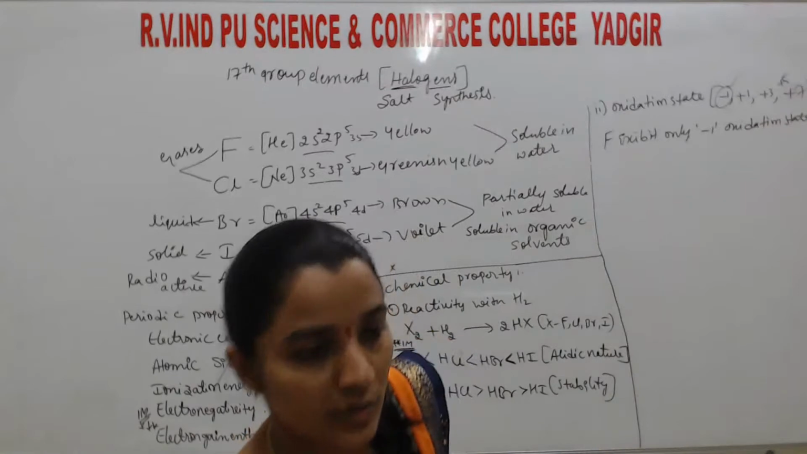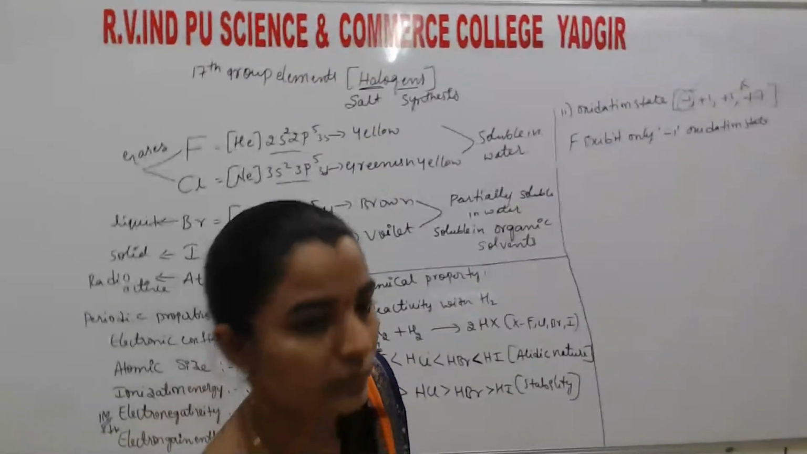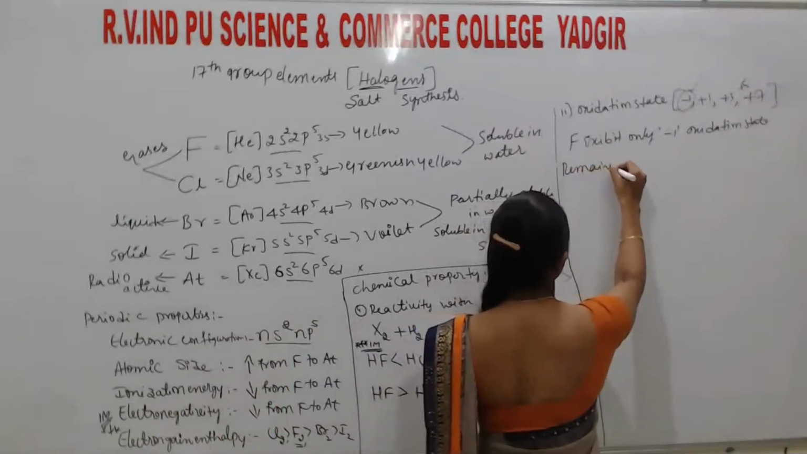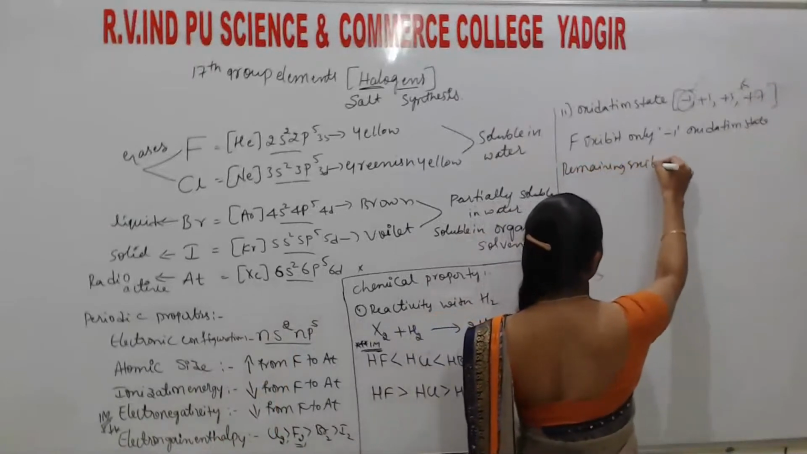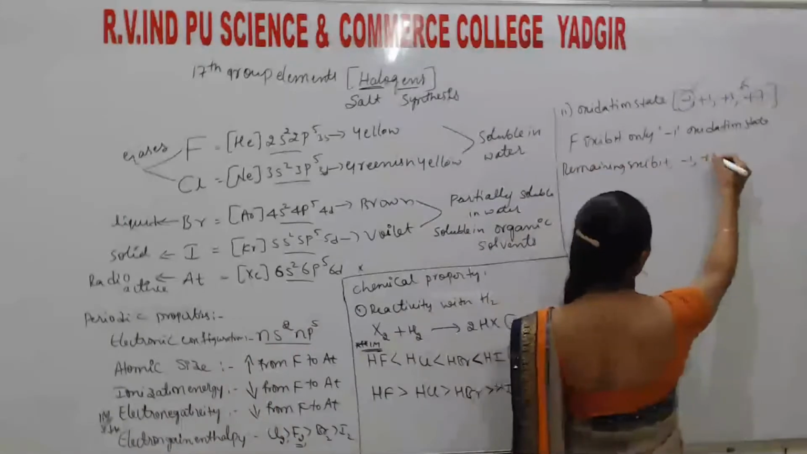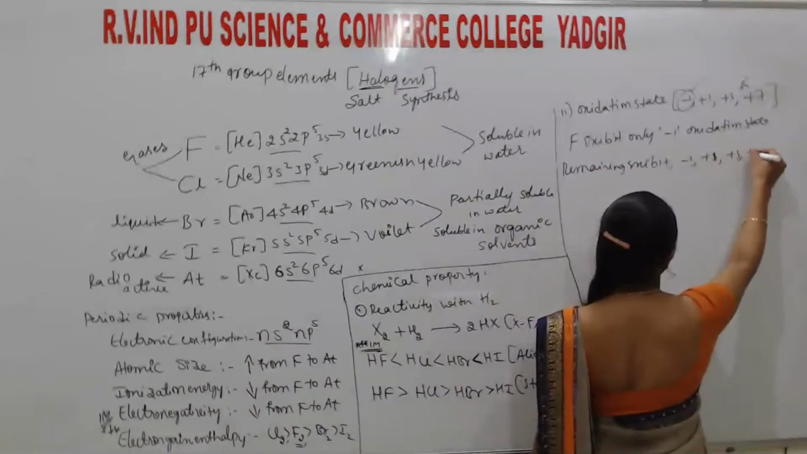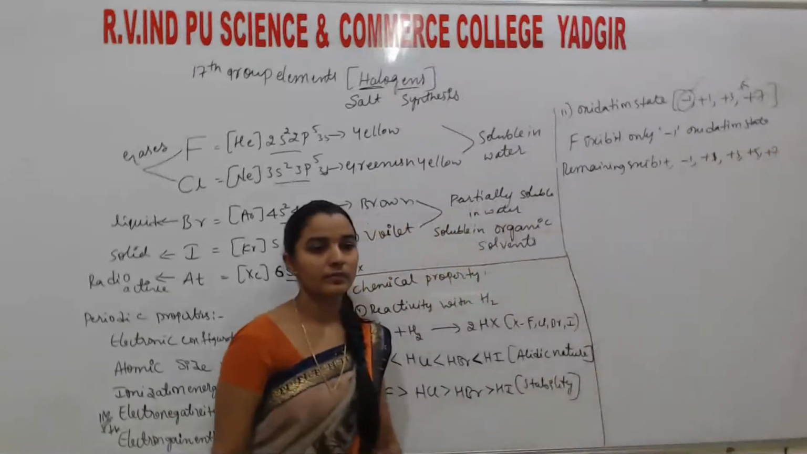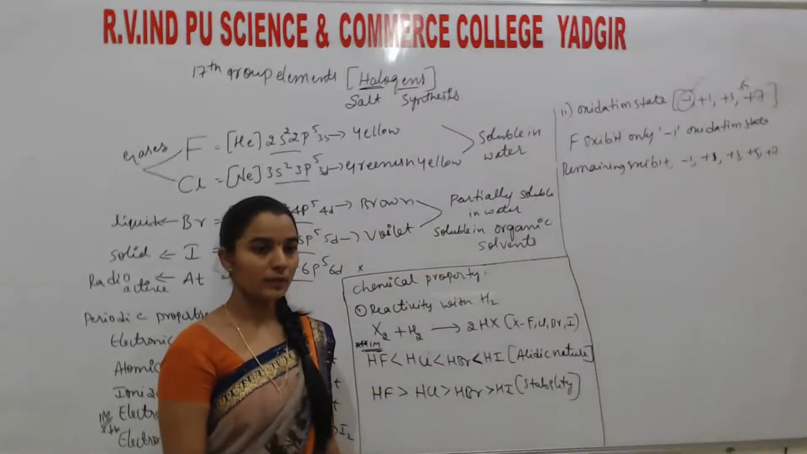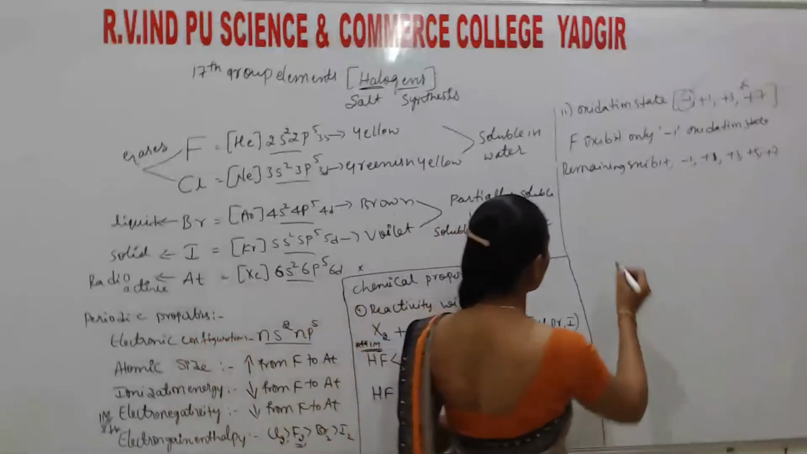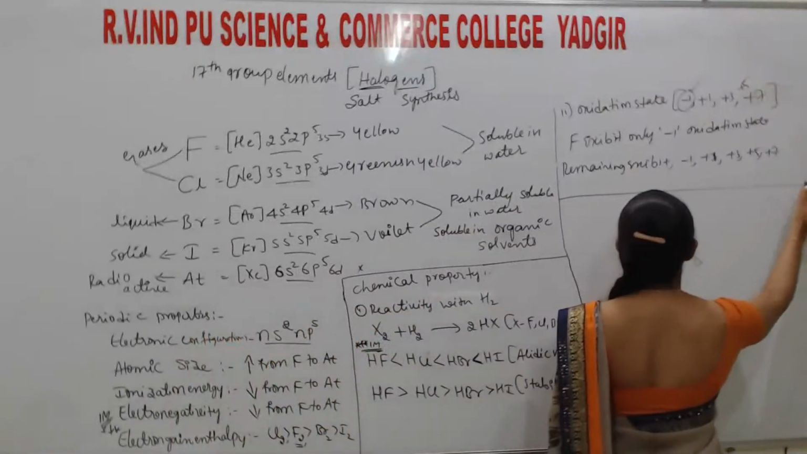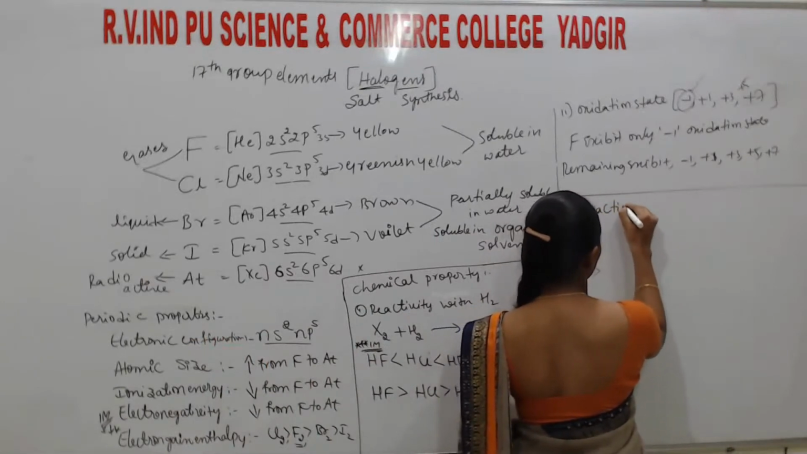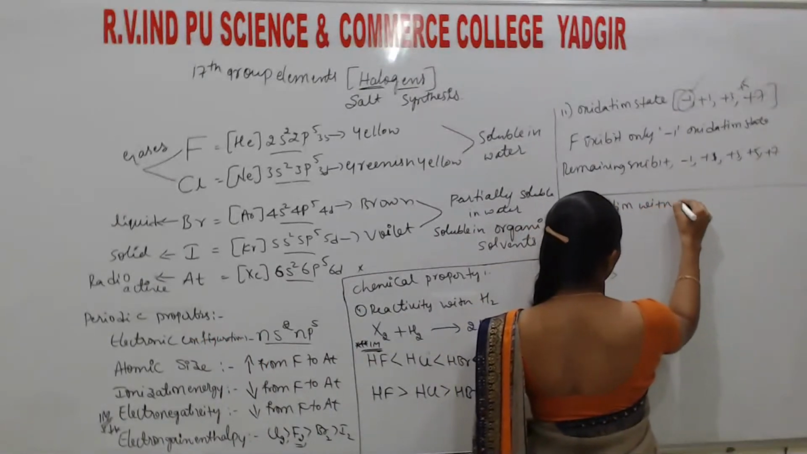Understand? And next, the remaining exhibit minus 1, plus 1, plus 3, plus 5, plus 7 oxidation states. Okay, next. So students, next one is, third one, reaction with oxygen.